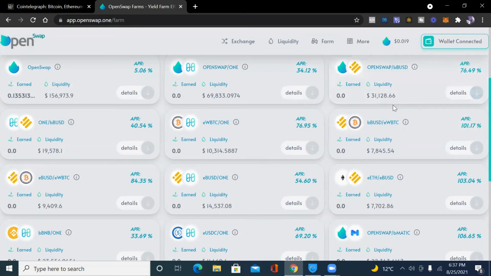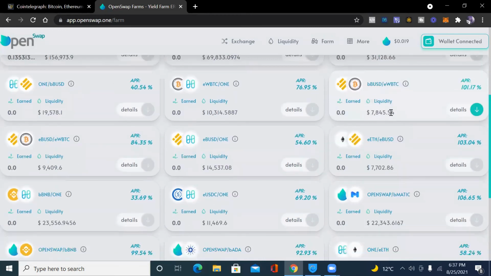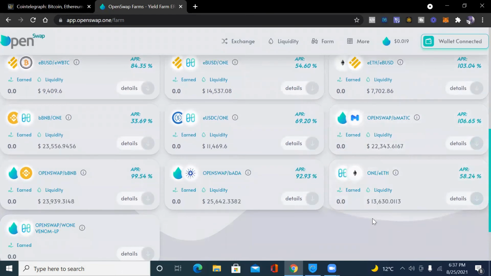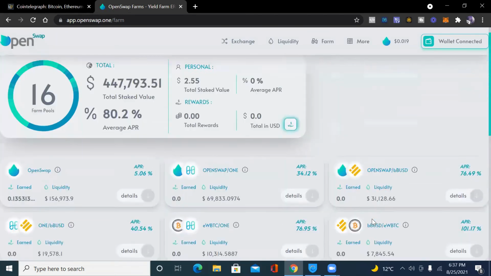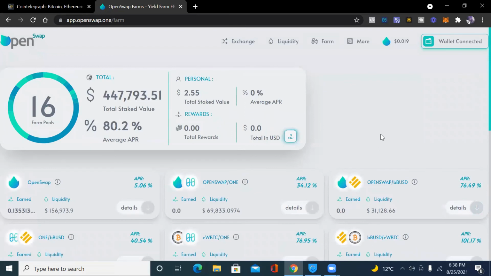So I think that's good. They have realistic APRs right now. Of course, when more liquidity is added to the pools, it's going to go down. That's just how it works. But right now, it's still giving you some good returns on these different liquidity pools. Like I said, I'm not investing in anything other than the OpenSwap liquidity, but those would be some good ones to look into and decide for yourself if you would like something like that.